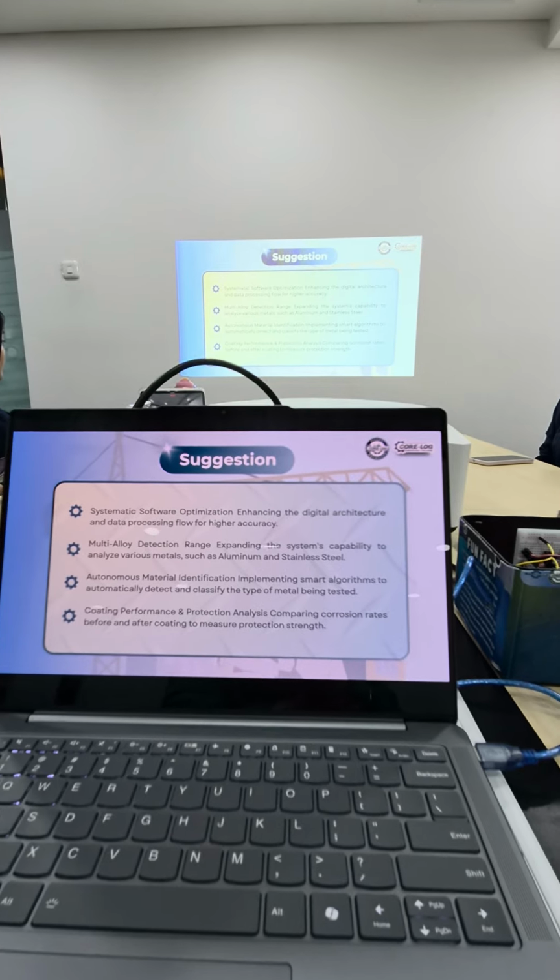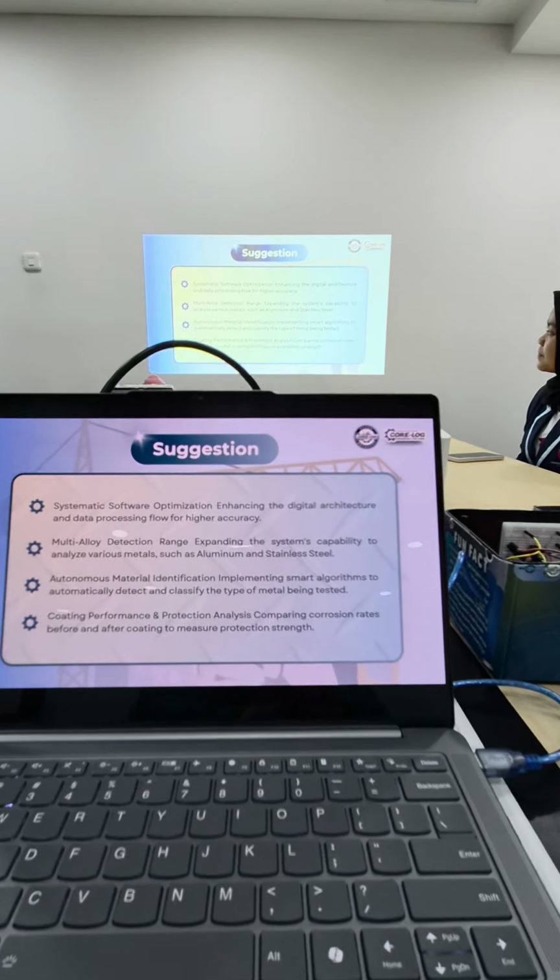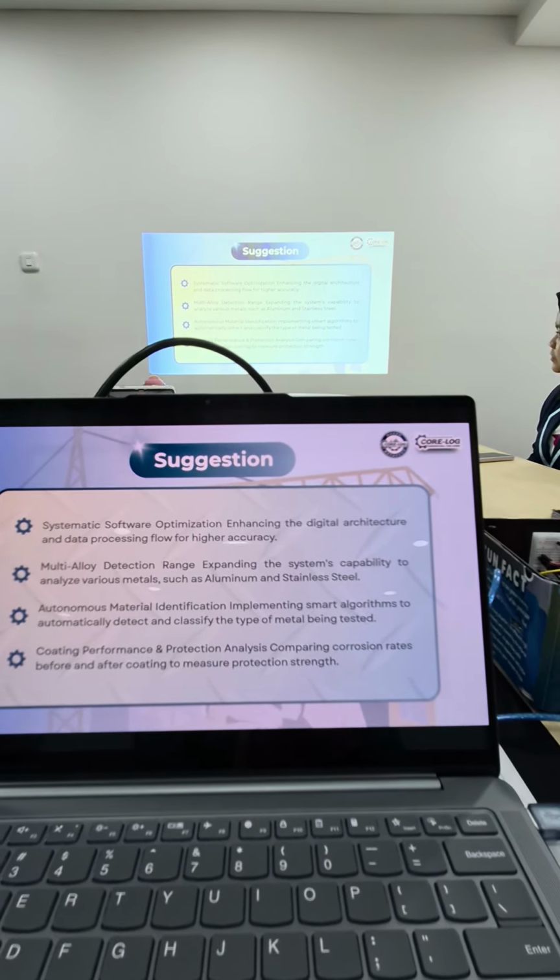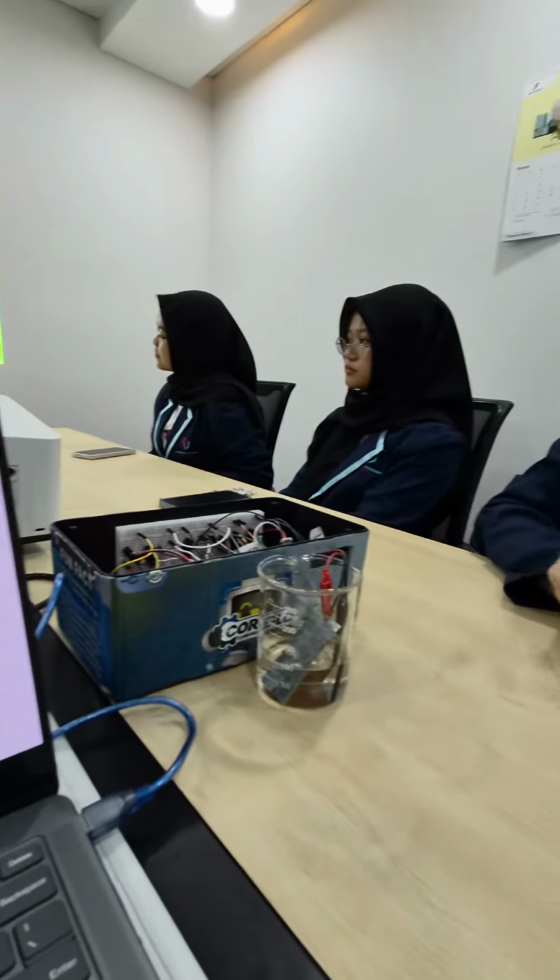Okay, so the next one, we're going to talk about suggestions. Actually, when you're talking about our product, we have 4 main points about our suggestions. The first one is about the development of the software itself. We want systematic software optimization by making our product into near cable, as well as using Bluetooth, as well as using internet for the connections of our product.